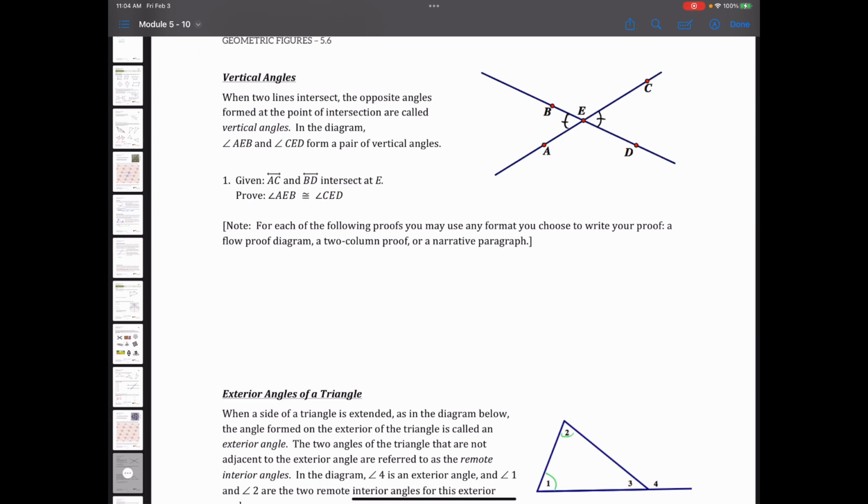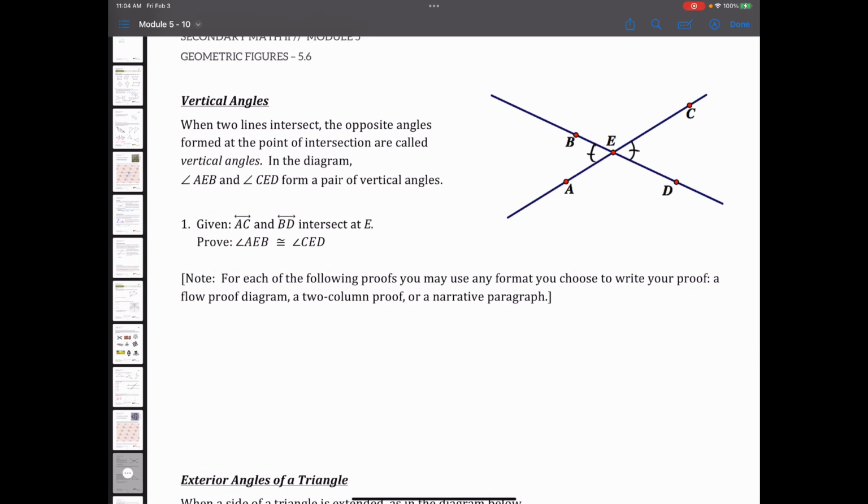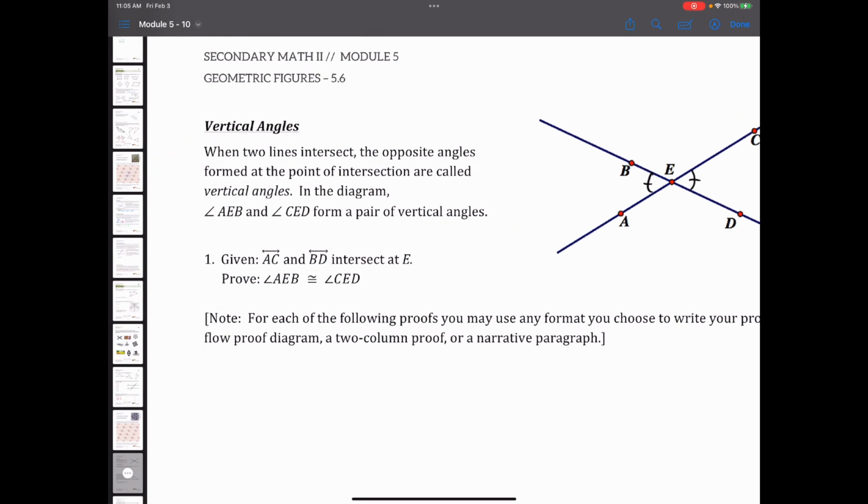Okay, the first thing, vertical angles. Here's what we've got. When two lines intersect, the opposite angles formed at the point of intersection are called vertical angles, as we have discussed. So I have highlighted here two vertical angles, BEA and CED. In the diagram, angle AEB and angle CED form a pair of vertical angles. So I have them shown there.